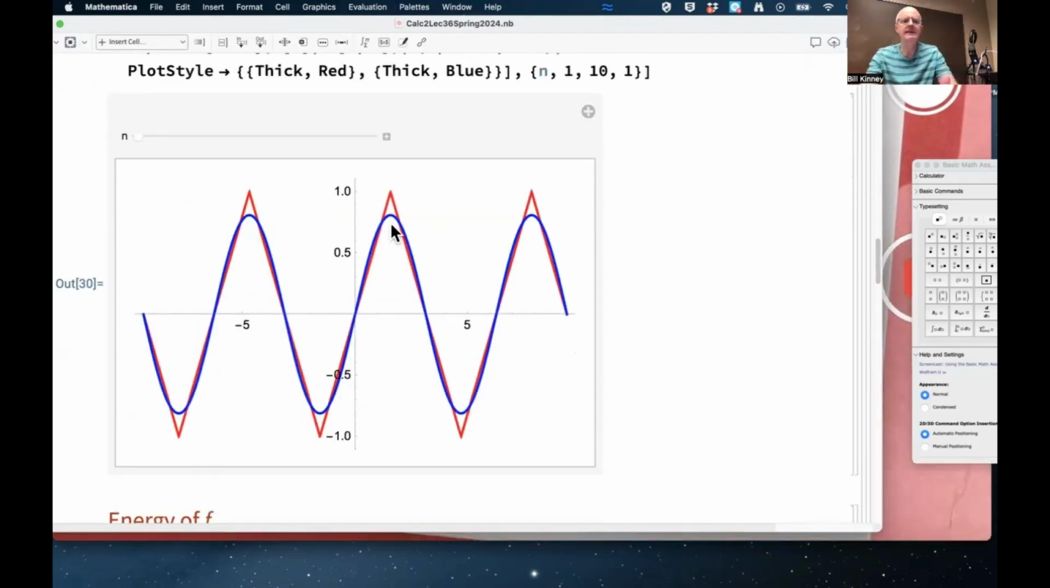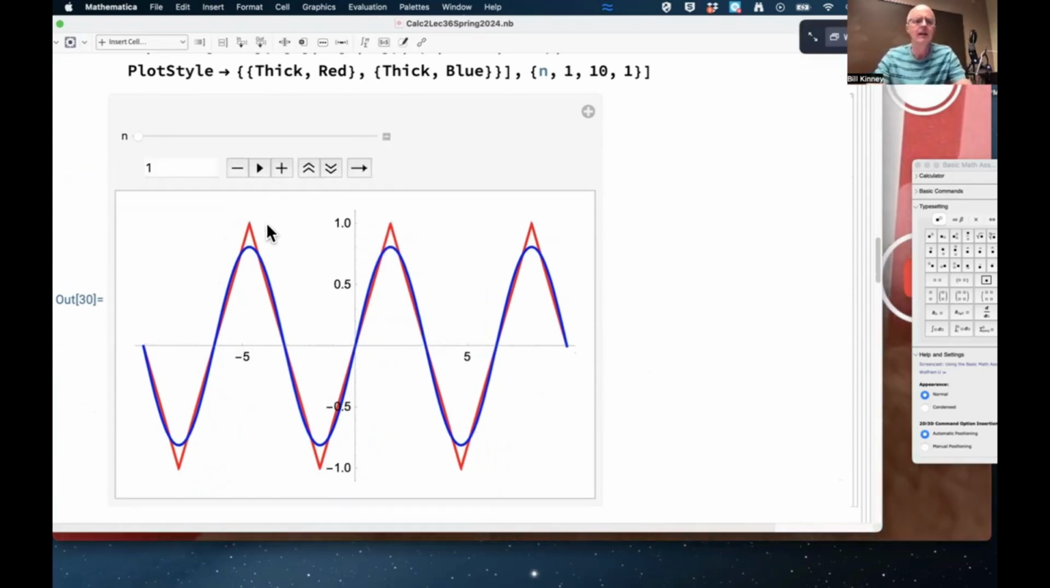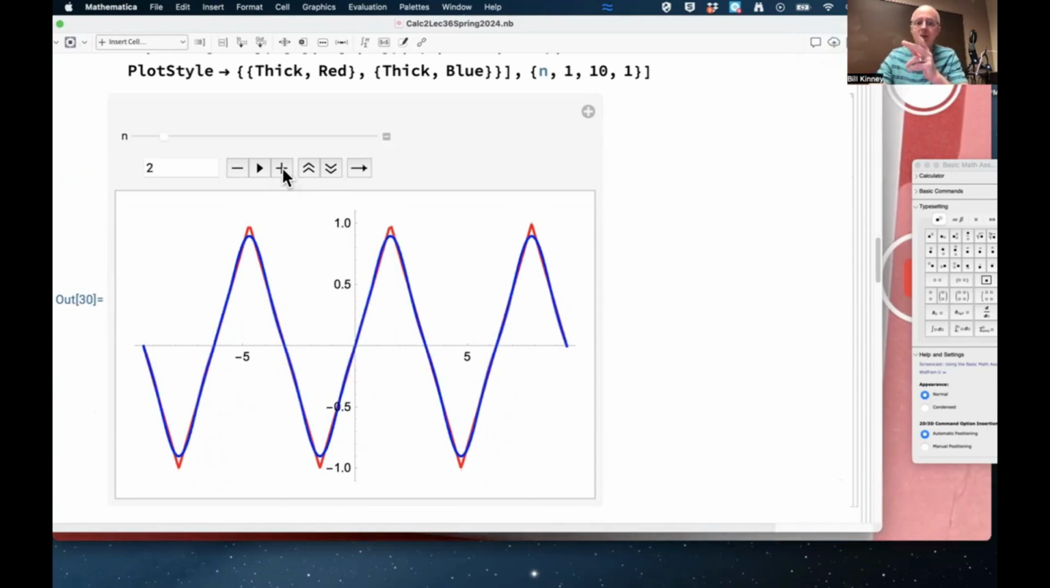The triangle wave you see is in red. The blue graph is a pure sine wave, just one term in the sum. But if I keep increasing n here, I'll get more and more terms in the sum, and it approximates the triangular wave better and better.